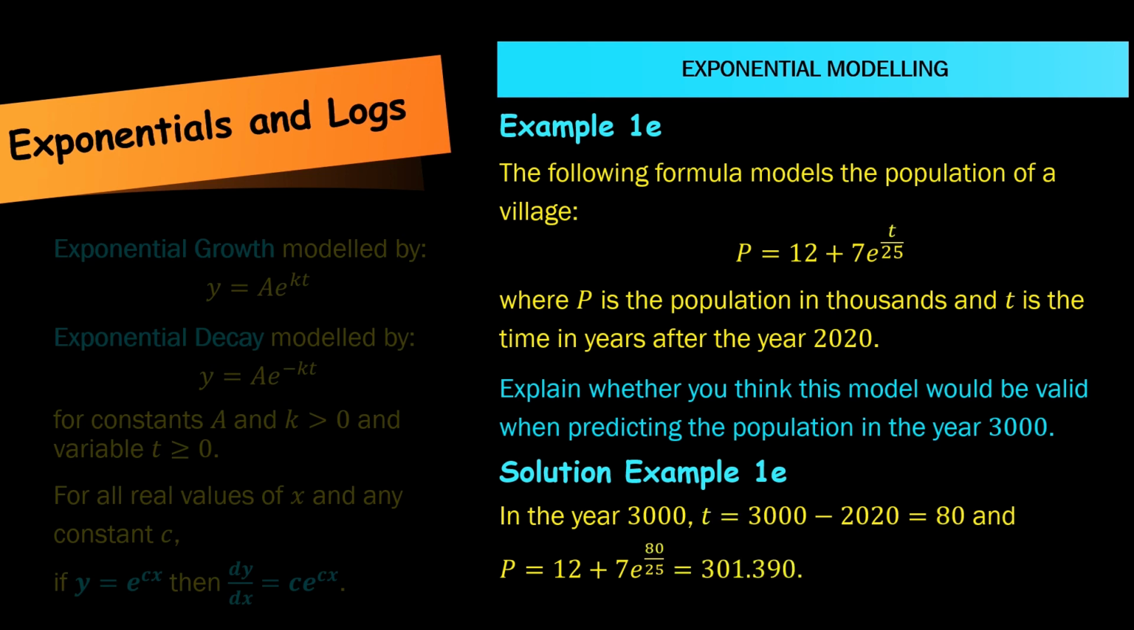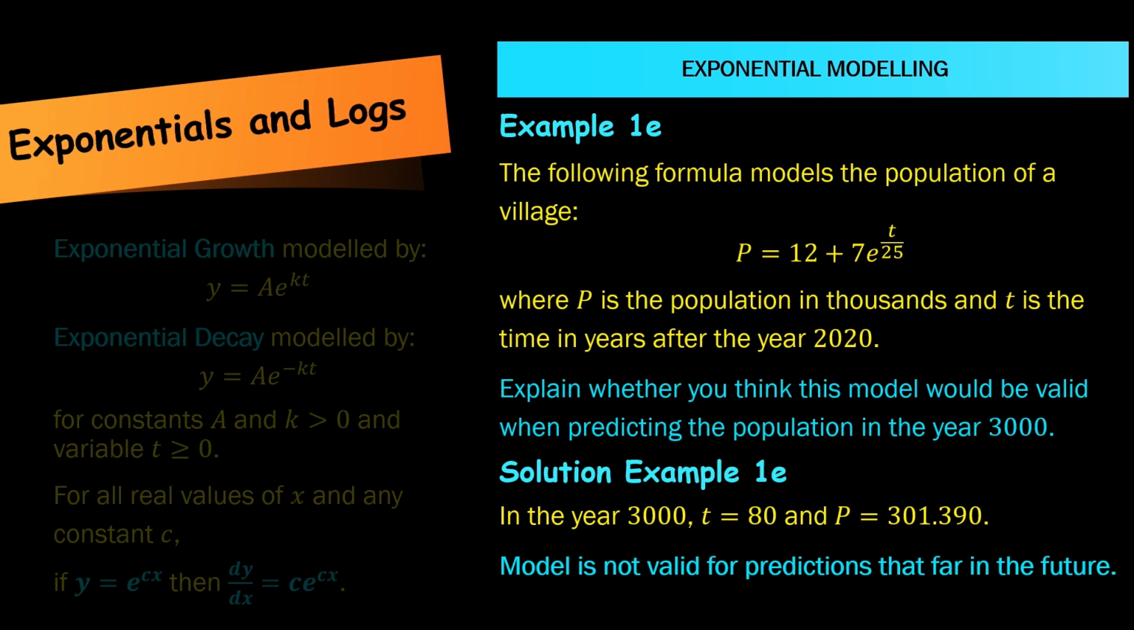And calculating this gives us 301.390. This implies that the population is 301,390 in the year 3000. However, the model is not going to be necessarily valid for predictions that far into the future, because we do not know if the current trends will continue.